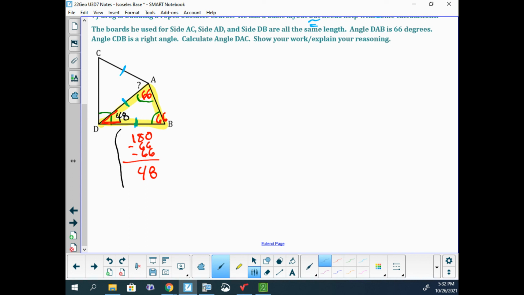Well, that I can use to go to the other triangle because the whole thing is 90. So that's a complementary idea, and if I take 90 minus 48, I will find the complement, which is in the other triangle, which is 42. That is also an isosceles triangle, so that is congruent to the other base angle. So you know what? I'm going to put 42 there.